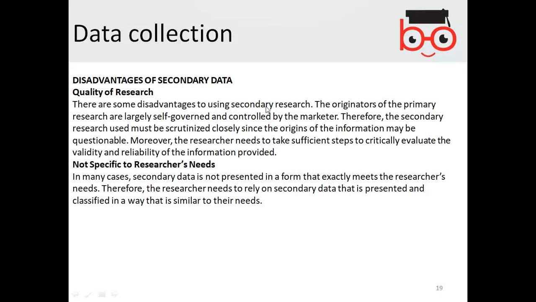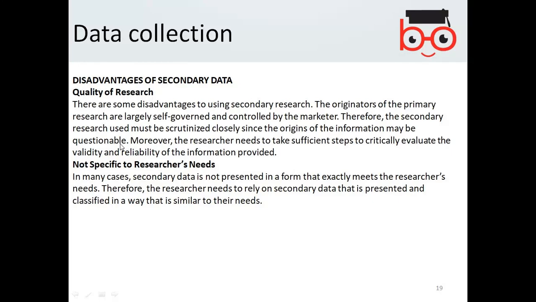Now, certain disadvantages of secondary data. The quality of research. There are some disadvantages to using secondary research. The originators of the primary research are largely self-governed and controlled by the marketers. Therefore, secondary research use must be scrutinized closely, since the origins of the information may be questionable.